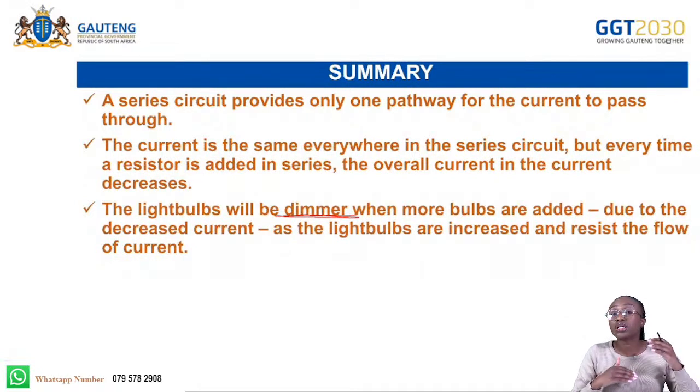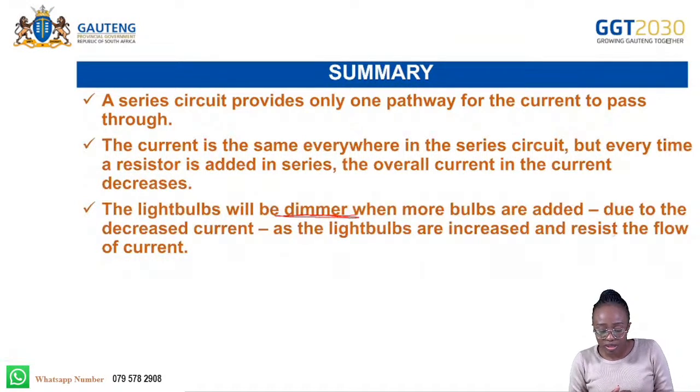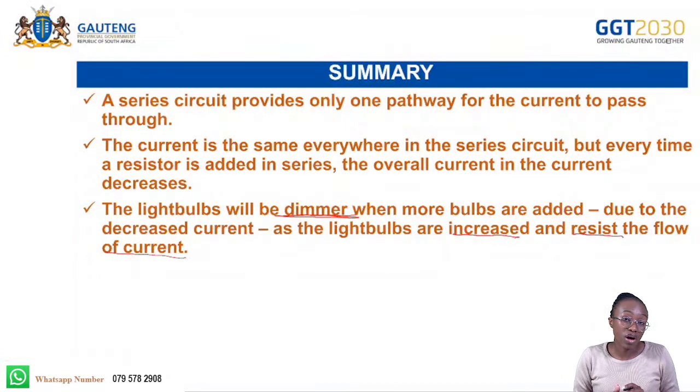And as we increase the number of light bulbs, it means that the resistance has increased, and this resistance will resist the flow of current, hence the light bulbs will become dimmer. When I showed you that diagram with a circuit that had one resistor and another circuit that had three resistors, the overall brightness was dim for the one that had three light bulbs, and very bright for the one that had just one resistor.